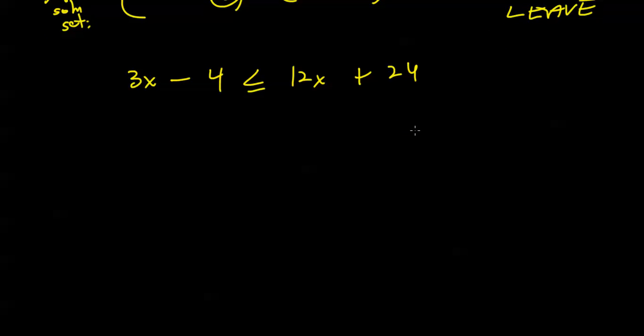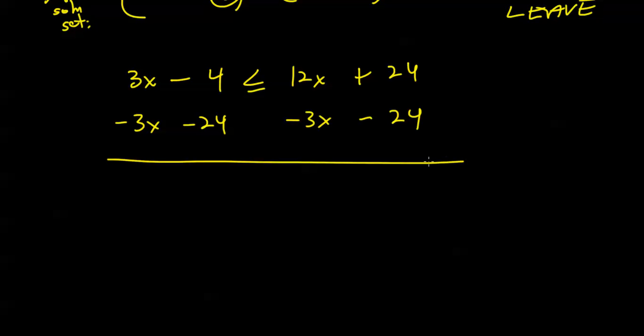To solve this one, let's try something a little different. I'm going to subtract 3x from both sides. That will give me a positive x coefficient, but on the right-hand side. And if I subtract 3x from both sides, I will want to subtract 24 from both sides. Again, when you add or subtract anything from both sides of an inequality, you leave the arrow alone. I'll get minus 28 on the left is less than or equal to 12 minus 3, which is 9x, is it not?